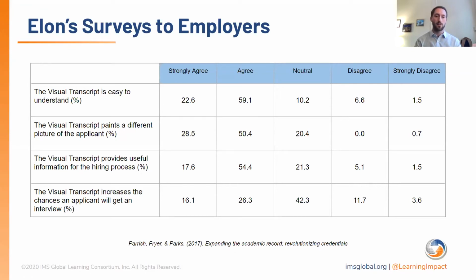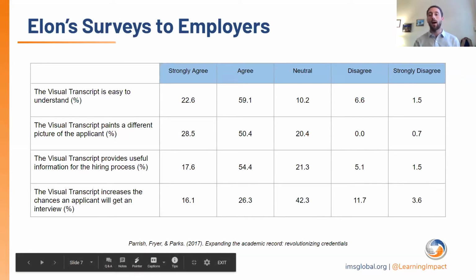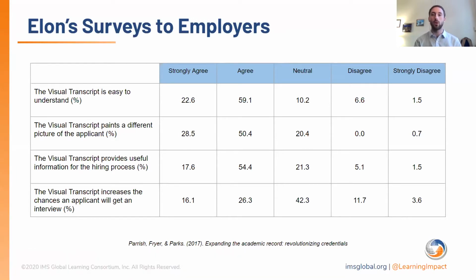And the last point from this survey, and this was back in 2017, is that for visual transcripts, or the record that Elon has, employers were reluctant to provide a full-force agreement that this was going to change the way that we were going to be employing new graduates. People were reluctant to view this as a complete game changer.